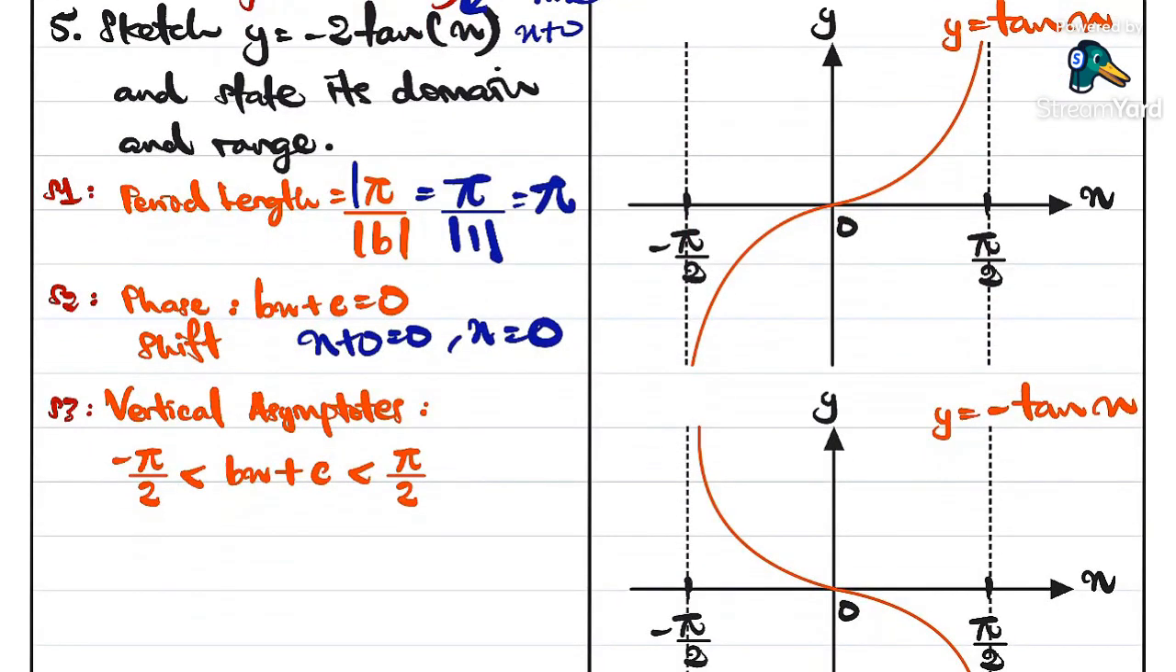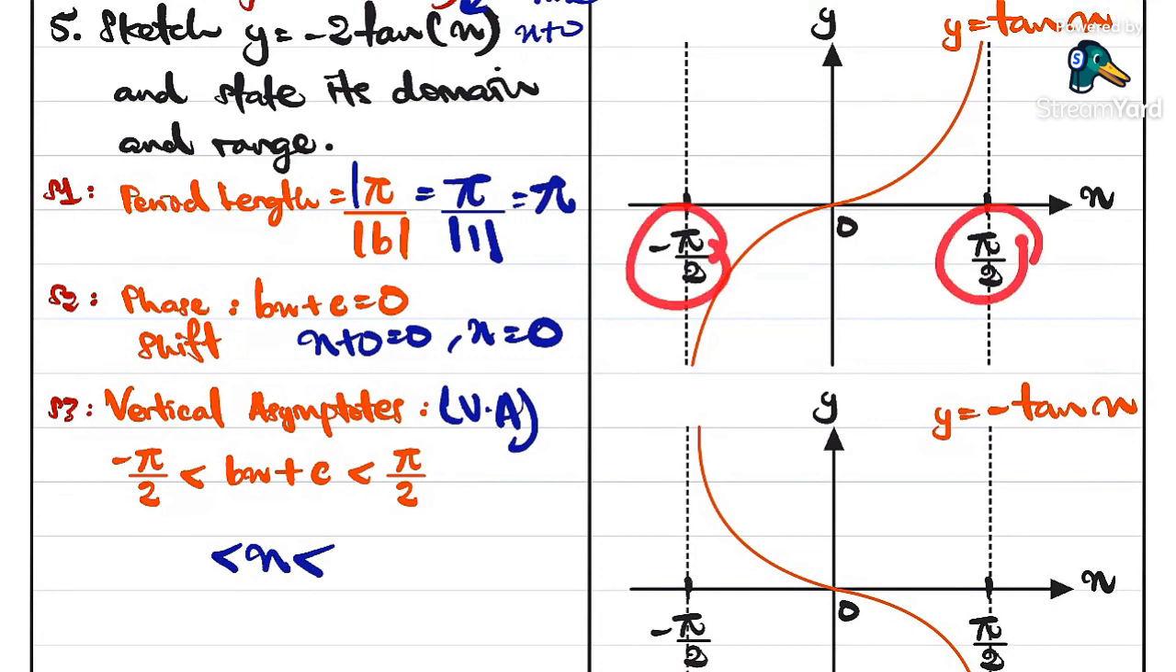Step 3, vertical asymptote, which I short form as VA. For the vertical asymptote, you just take the linear in between here. The linear is just x, and then you put in the formula. You must just follow the formula. The formula says that the basic shape, one cycle, is in between negative pi over 2 until positive pi over 2. You just use the formula and don't argue with it. Just use it and write it down here.